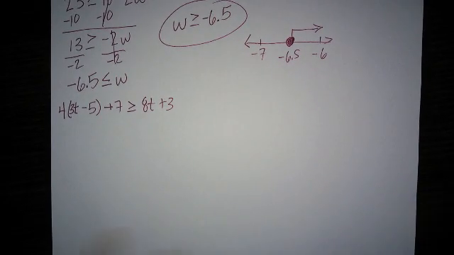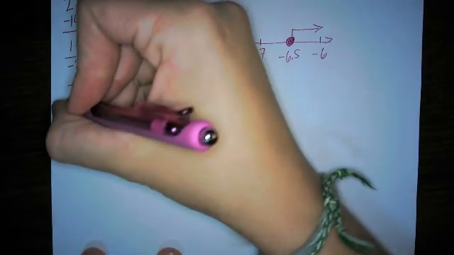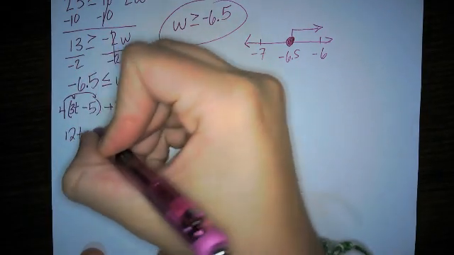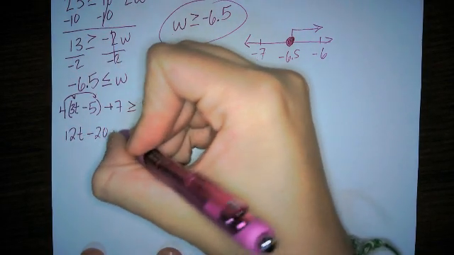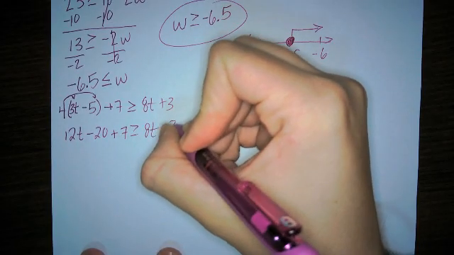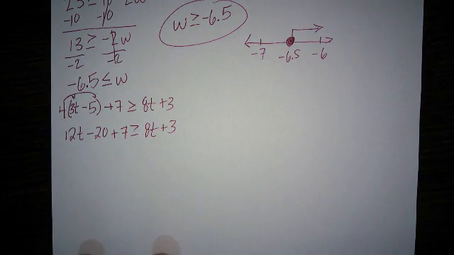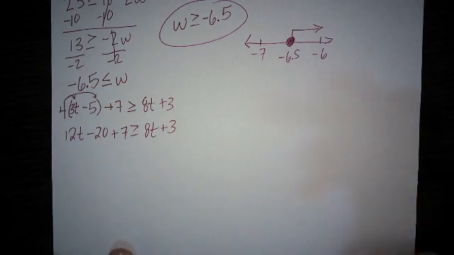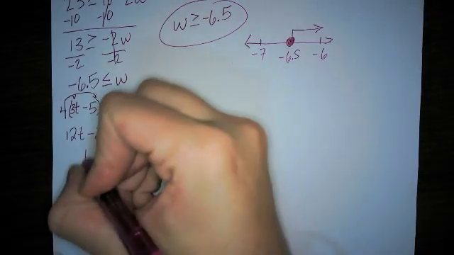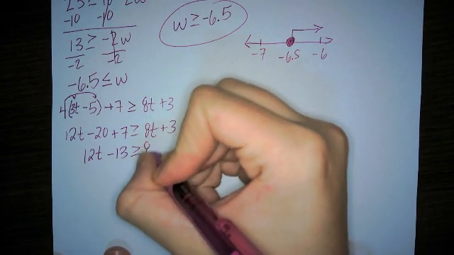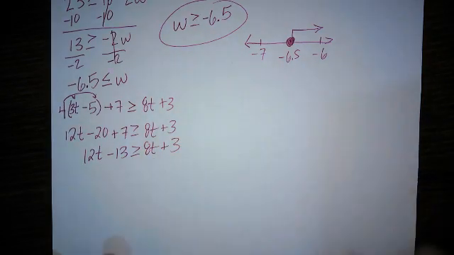All right, we may have some parentheses. Remember, when there are parentheses, to get rid of them, you just distribute. So we're going to get 12t minus 20 plus 7 is greater than or equal to 8t plus 3. Before we do anything, since there are like terms on the same side, we want to combine those like terms. So this is going to give me minus 13, and I keep everything else the same.